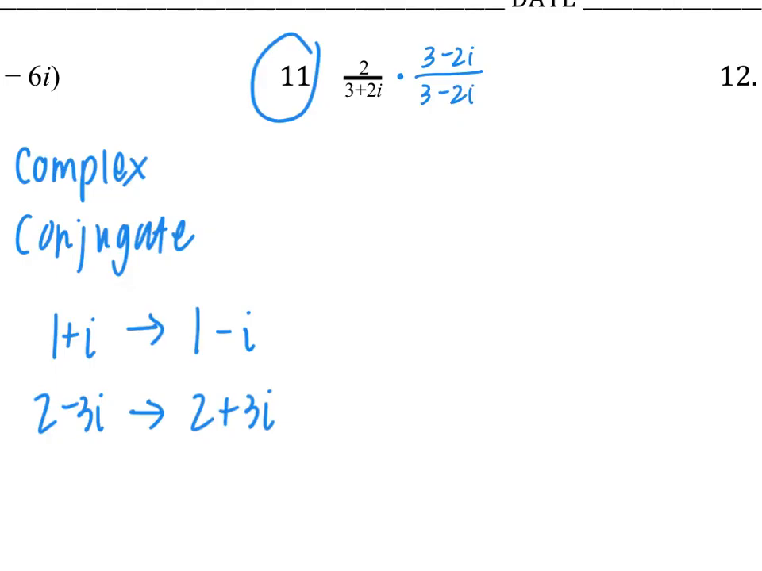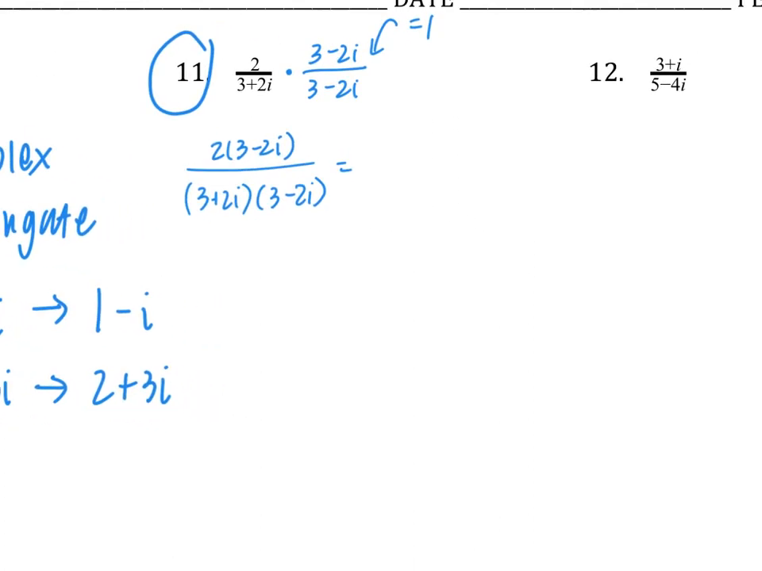Then I'm going to distribute that across the numerator and across the denominator. The reason that I can multiply by this is because it's equal to 1. 3 minus 2i divided by 3 minus 2i is just 1, so I'm not really changing the expression. So I've got 2 times 3 minus 2i in the numerator, and I've got 3 plus 2i times 3 minus 2i in the denominator. And let's go ahead and work that out.